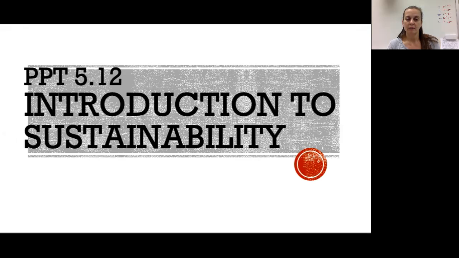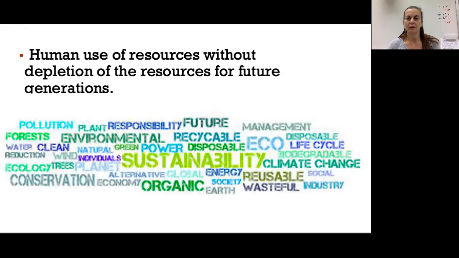So before we can do any of that, we really need to talk about what we mean by sustainability. When we talk about something being sustainable, we mean that we're using resources in a way that does not deplete those resources for future generations. Just as when we did the tragedy of the commons simulation and we talked about not overfishing our particular fishing hole so that there would be fish available to reproduce, we want to make sure that we're using resources in a way that doesn't deplete them for future generations.